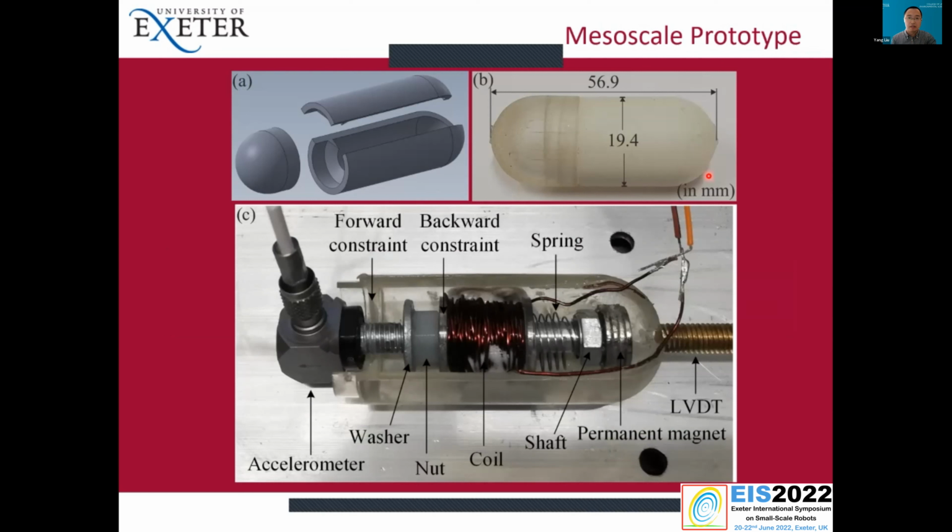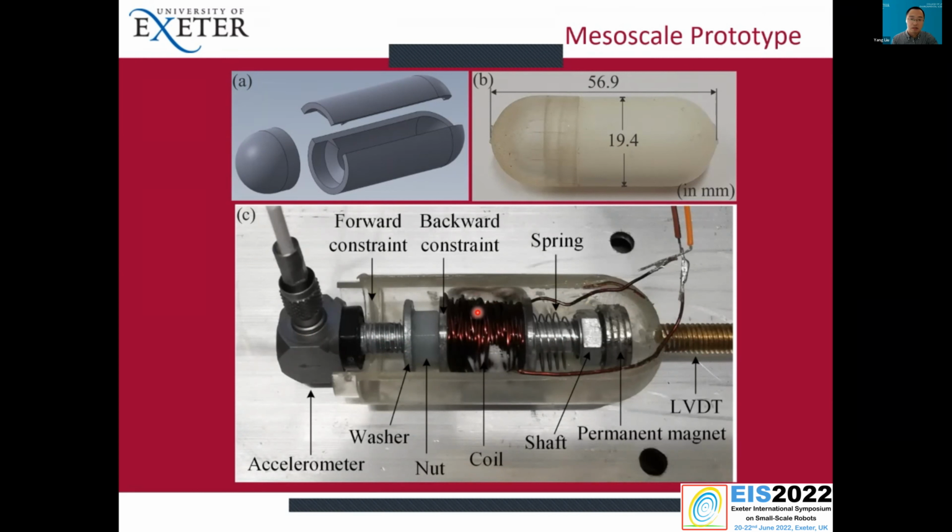In order to verify this principle, we developed this mesoscale prototype. It's a bit large, about 56.9 millimeters in length and 19.4 millimeters in diameter. The reason we developed this large one is that we want to integrate a number of sensors. For example, we integrate an accelerometer into the inner shaft, which is the inner mass. And we also put a displacement sensor on the capsule to measure the displacement of the capsule.